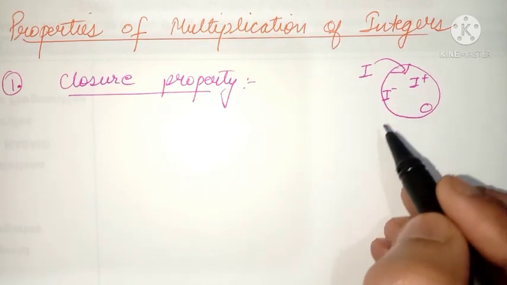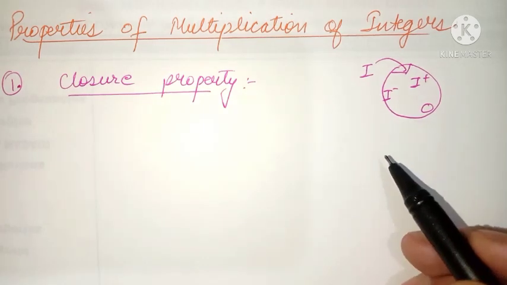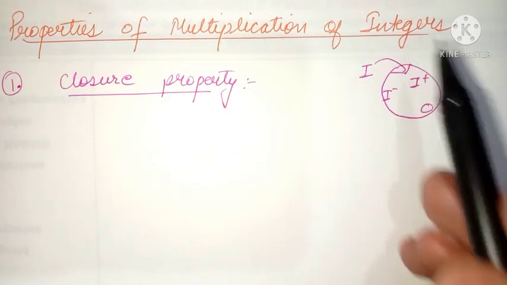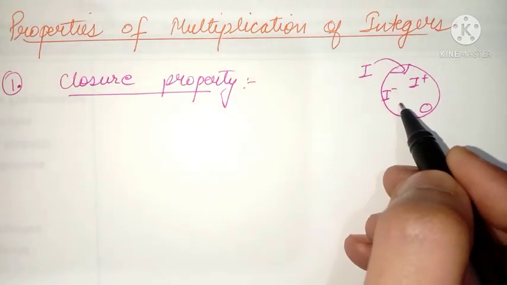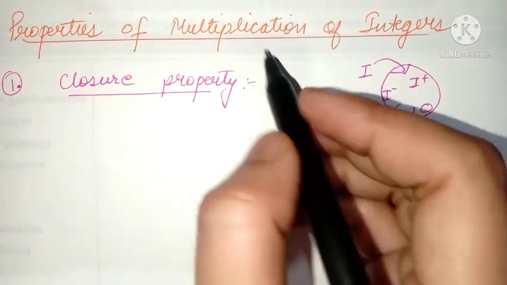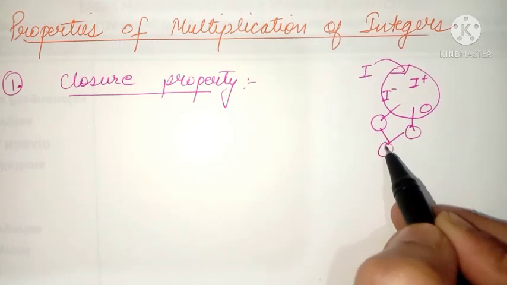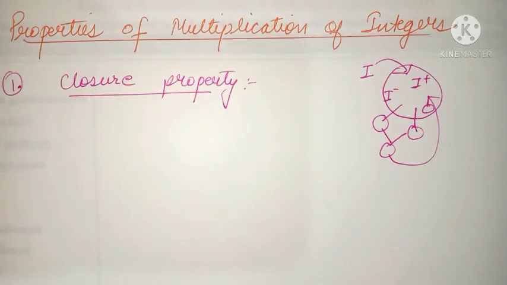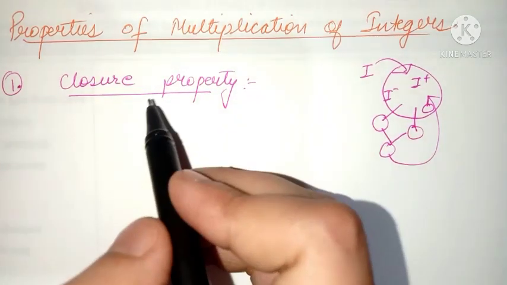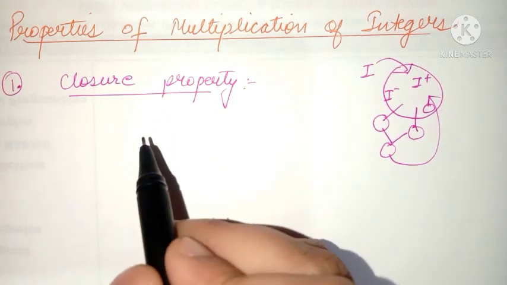No matter which number you take from this bag, you get an integer only, right? So what does the closure property say with respect to multiplication of integers? It says that if you pick randomly any two numbers, apply this operation over those two numbers, and you again get a number which still belongs to the integers, then it is said to follow or satisfy this closure property.